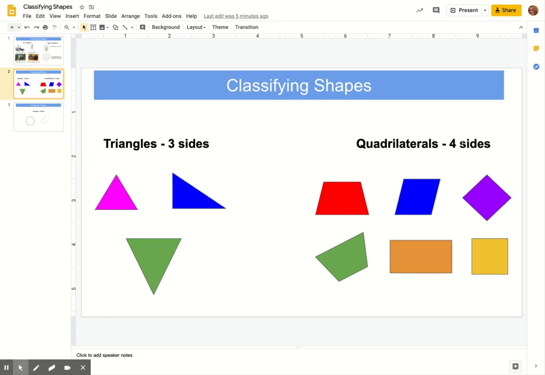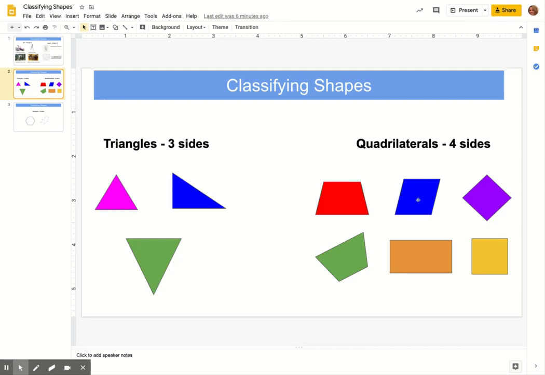Quadrilaterals are shapes that have 4 sides. So all of these shapes have 4 sides, which means that they are quadrilaterals. Now, this one right away you recognize as a rectangle. So we do call it a rectangle, that's the name. But we classify it as a quadrilateral because it has 4 sides. Just like this is a square, but it has 4 sides, so we call it a quadrilateral.